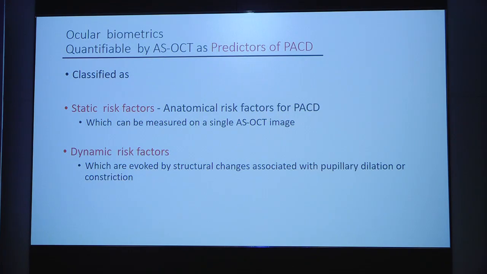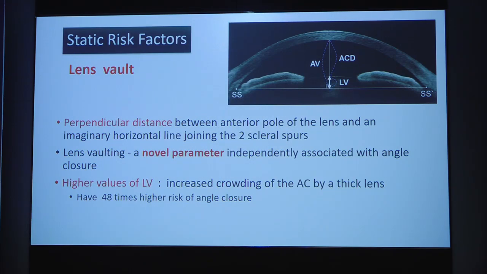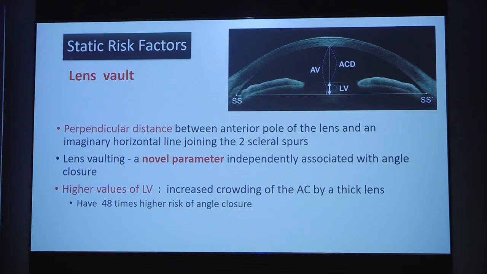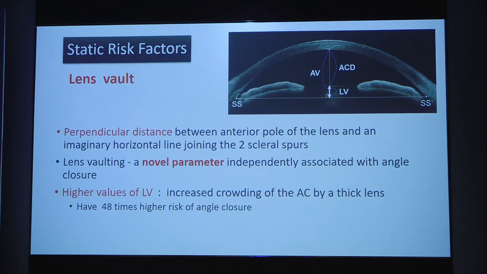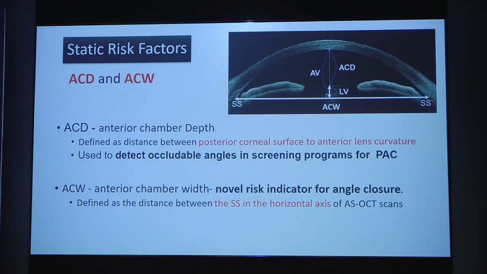There are also dynamic risk factors which can be evoked by structural changes associated with pupillary dilatation or constriction. So lens vault, as we had discussed earlier, is a major risk factor. This is a perpendicular distance between the two scleral spurs, line joining the scleral spur and the anterior vault. So this is a novel parameter, and the higher values are associated with crowding of the anterior chamber by a thick lens, and it has a 48 times higher risk for angle closure.